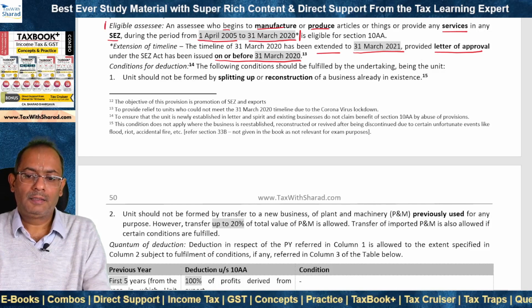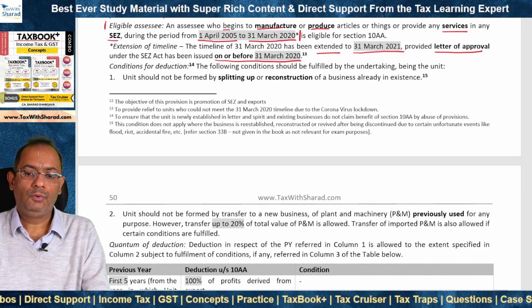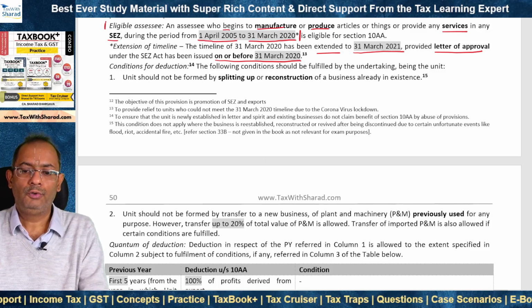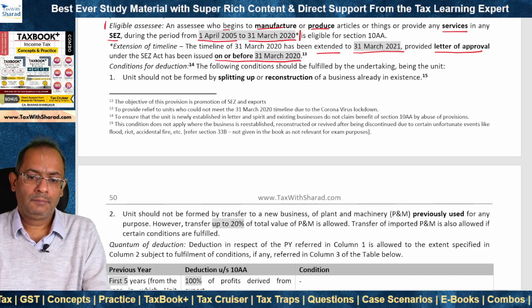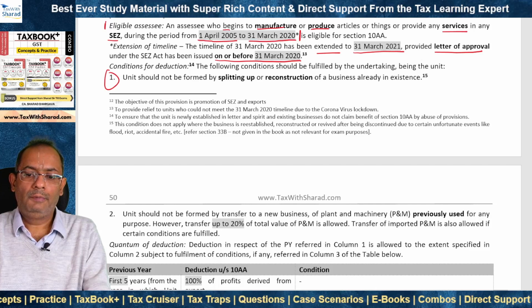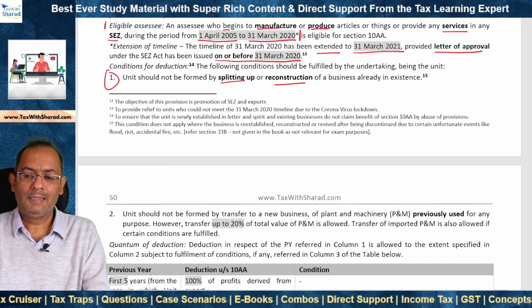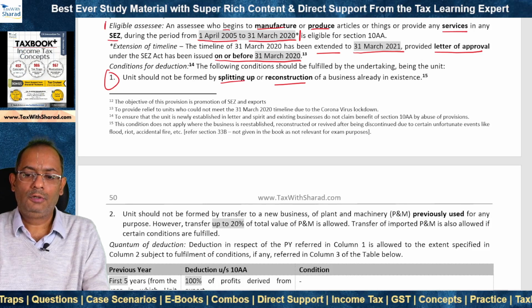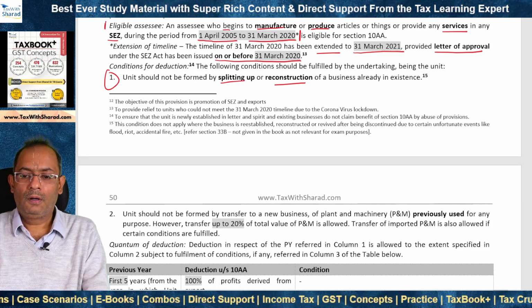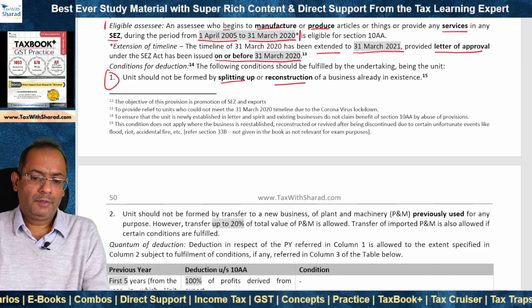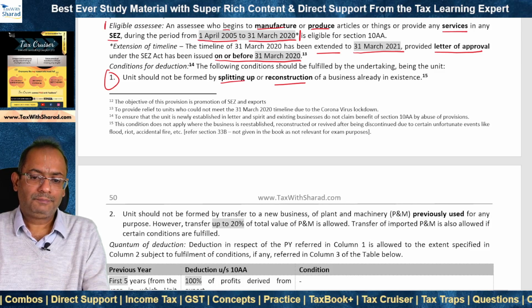And the idea behind these conditions is to ensure that the unit which is established is a new unit, or a brand new unit. Number one, the unit should not be formed by splitting up or reconstruction of a business already in existence. So an existing business should not be split up or reconstructed to form the new unit in SEZ.